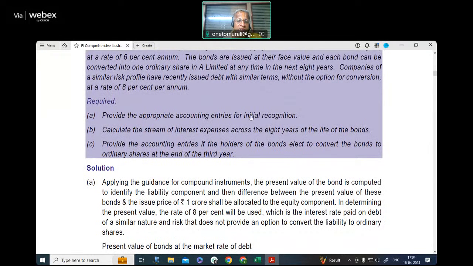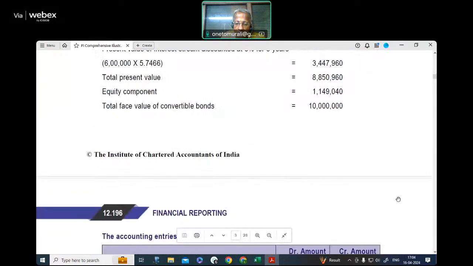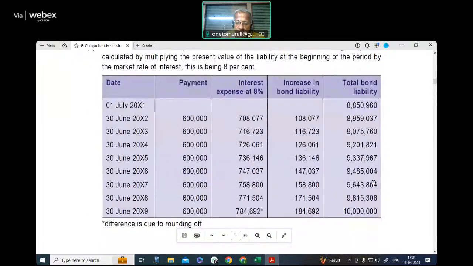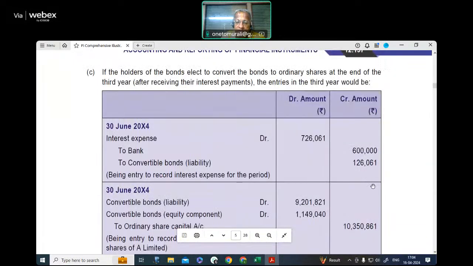Appropriate accounting entries at the initial stage, and calculate the stream of interest expense across the 8 years of the bond. So the last part of the question: provide the accounting entries if the holders of the bonds elect to convert the bond to ordinary shares at the end of the third year. So there is going to be no amount that you would be having in the form of repayment.